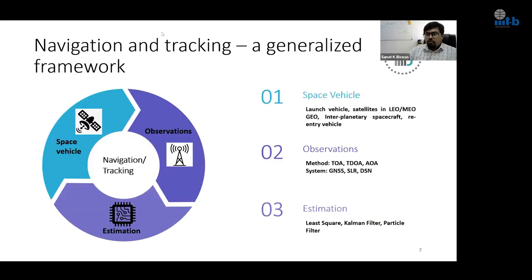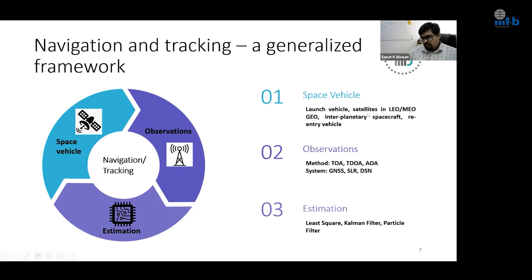Now, a generalized framework for navigation and tracking. We need a space vehicle, we have some sort of observations, and there will be some estimation happening in the processor. Depending on where the observation and the estimation happen, it could be navigation or it could be tracking. What are the various types of space vehicles? It could be a launch vehicle, a satellite in low Earth, medium Earth, or geostationary orbit, or an interplanetary spacecraft going to the Moon, Mars, or beyond, as well as a re-entry vehicle, which comes back to Earth.